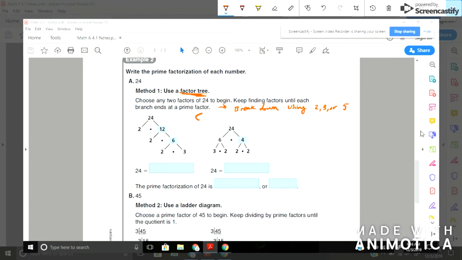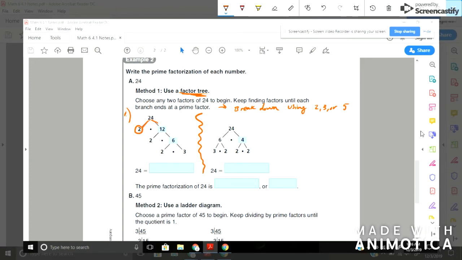This is just breaking it down differently. So here's the first one that they did, the first factor tree. They broke it down using 2. So they said, okay, 2 times 12 will give you 24. And I'm going to circle my prime numbers.